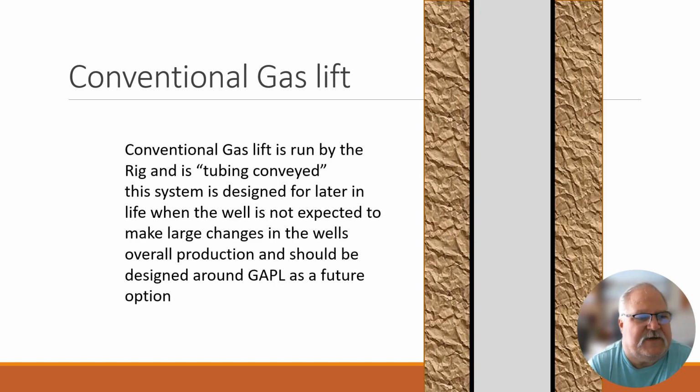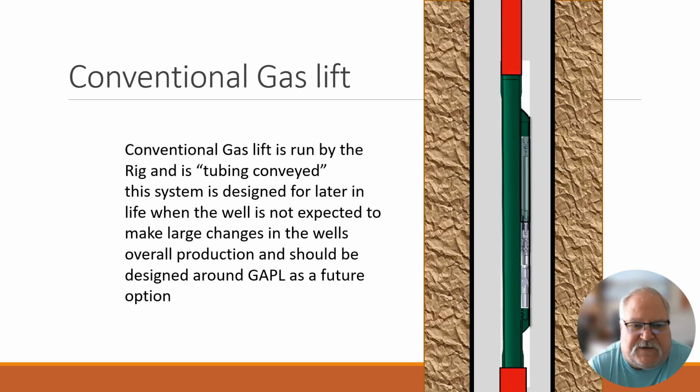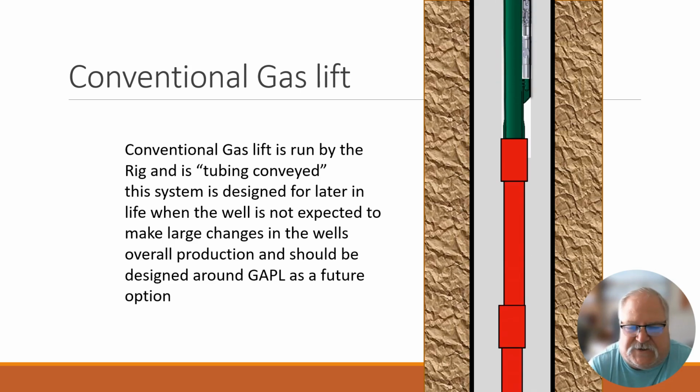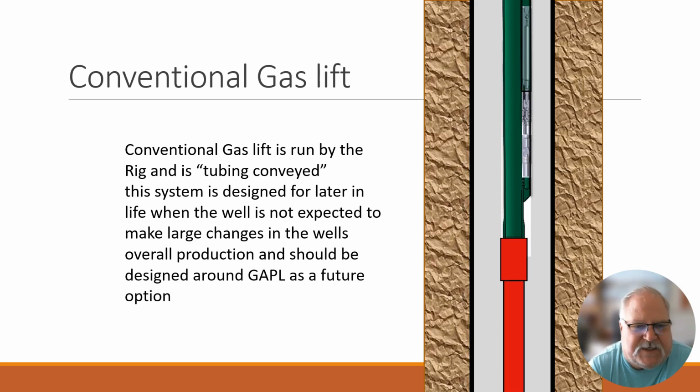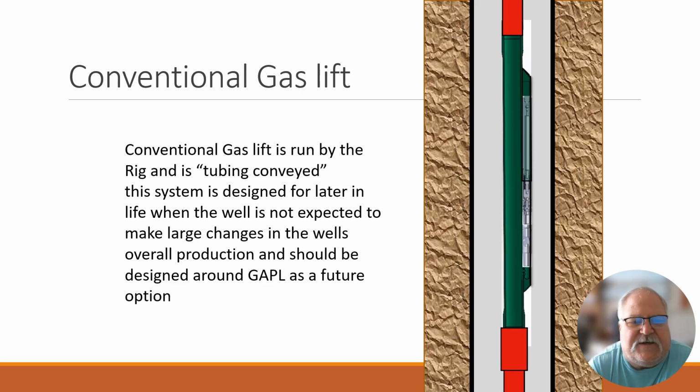So conventional gas lift is run by rig. That means that all of the equipment has got to go in with the rig. There's no wireline retrievable parts in here. So that system runs into the ground and it's set.